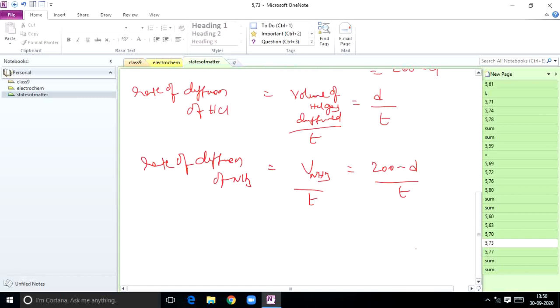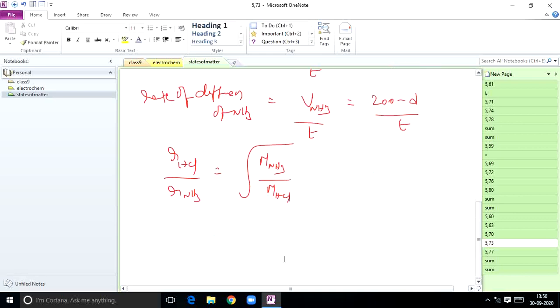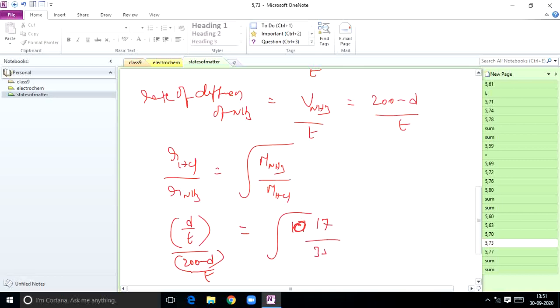So what is the formula, students? Two gases. Rate of diffusion of HCl divided by rate of diffusion of ammonia gas is equal to the square root of molecular mass of ammonia divided by molecular mass of HCl. Now, rate of diffusion of HCl, how much? d by t. Here, 200 minus d by t. Molecular mass of ammonia 17 by, and here 36.5, right?